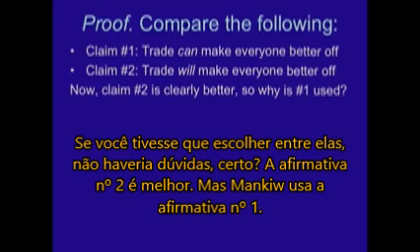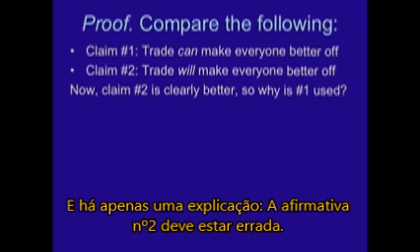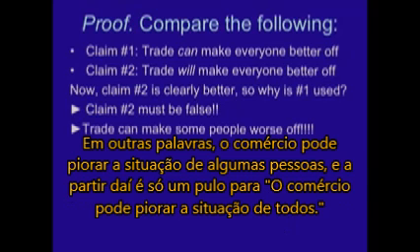But Mankiw uses claim number 1. And there's only one explanation. Claim number 2 has to be wrong. In other words, trade can make some people worse off, and it's just a hop, skip, and a jump from there to trade can make everyone worse off.